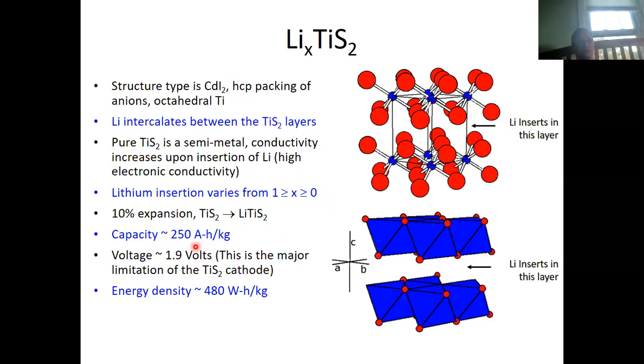You can store more charges, up to 250 ampere hours per gram, but you have a significantly lower voltage, which is only 1.9 volts in comparison to the lithium cobaltate electrode. So this is the main limitation of the titanium sulfide cathode. The energy density is the product of the capacity and the voltage, which is in this case about 480 watt hours per kilogram.